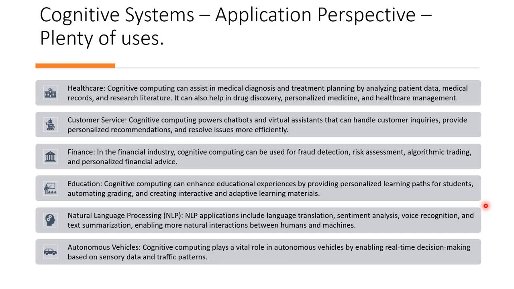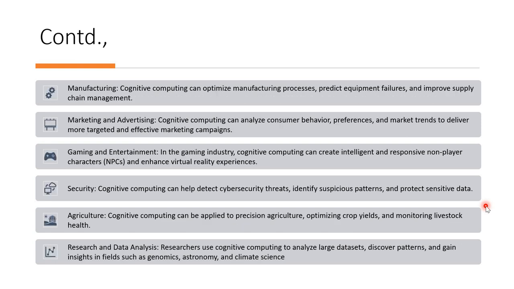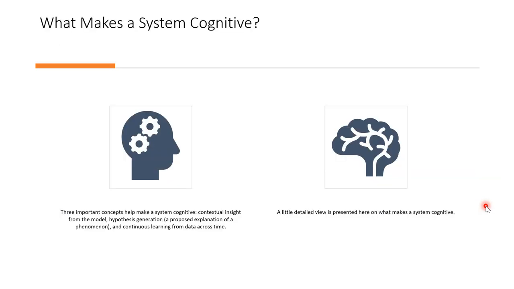So we discussed the application sectors which started from healthcare, customer service, finance, education, NLP, autonomous vehicles, manufacturing, marketing and advertising domains, gaming, security, agriculture, research and data analysis area. These are all the sectors that we could identify, and there are definitely more to it, and I'm sure you can explore a little more as well. So all these are interesting areas where you must be already working, and I believe that these insights will help you in getting it better.